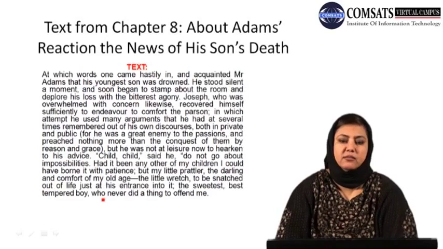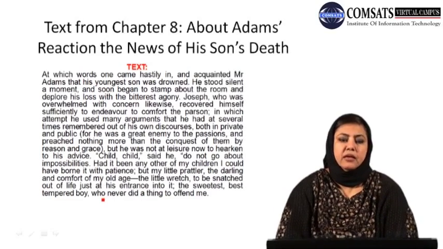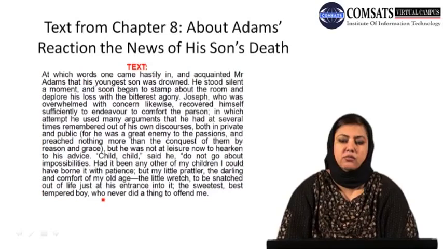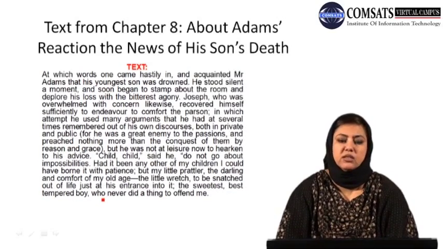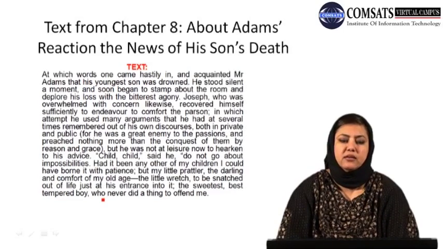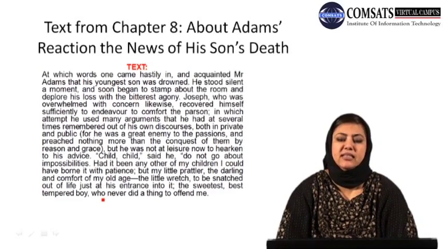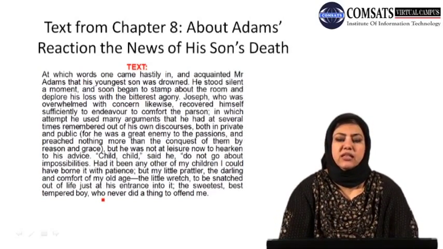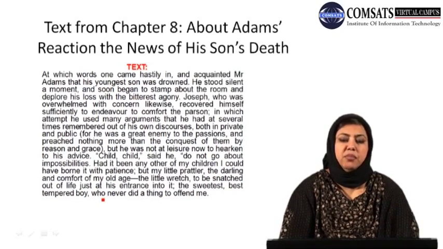What he said was, this is Parson Adams' reaction, that is written by Fielding. At which words one came hastily in and acquainted Mr. Adams that his youngest son was drowned. He stood silent a moment and soon began to stamp about the room and deplore his loss with the bitterest agony. Joseph, who was overwhelmed with concern likewise, recovered himself sufficiently to endeavour to comfort the parson, in which attempt he used many arguments that he had at several times remembered out of his own discourses, both in private and public, for he was a great enemy to the passions and preached nothing more than the conquest of them by reason and grace. But he was not at leisure now to hearken to this advice.